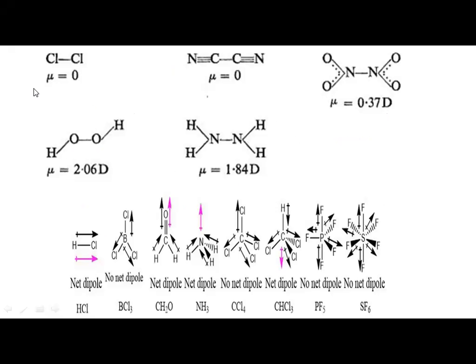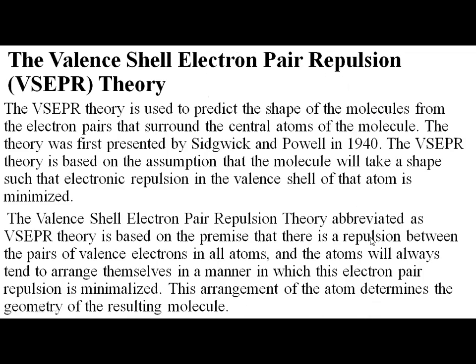And you can see here some of the dipole moments. Chlorine, 0, symmetrical. C2N2, 0, symmetrical. Here there is some dipole moment because of nitrogen, the lone pairs on nitrogen, so it is 0.37 D. H2O2, hydrogen peroxide, 2.06. Ammonia, 1.84. These molecules have some net dipole. Here the net dipole is 0. CH2O, formaldehyde, has some net dipole. NH3 has some net dipole. And this is the resultant dipole. Net dipole is 0, because the resultant dipole from the C-Cl bonds cancels, 0. And here also it is 0. So these are some of the explanations.